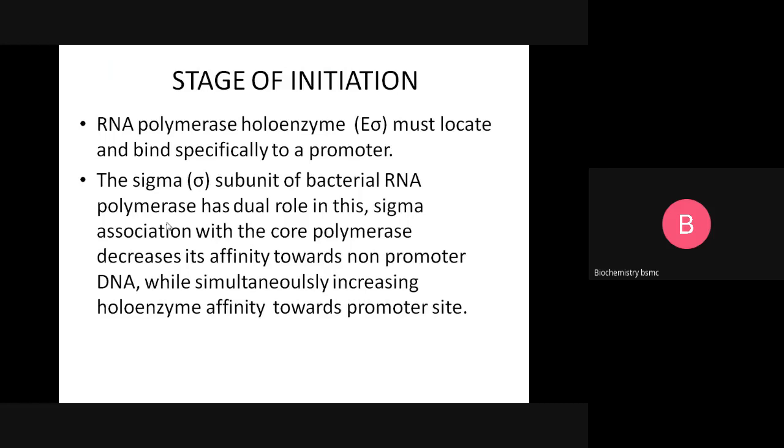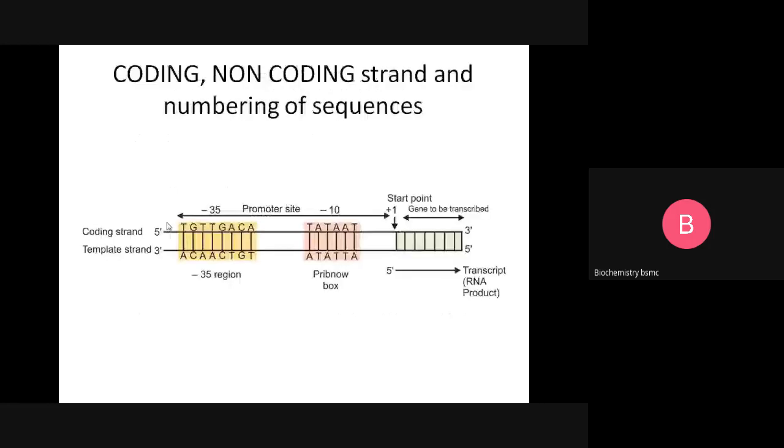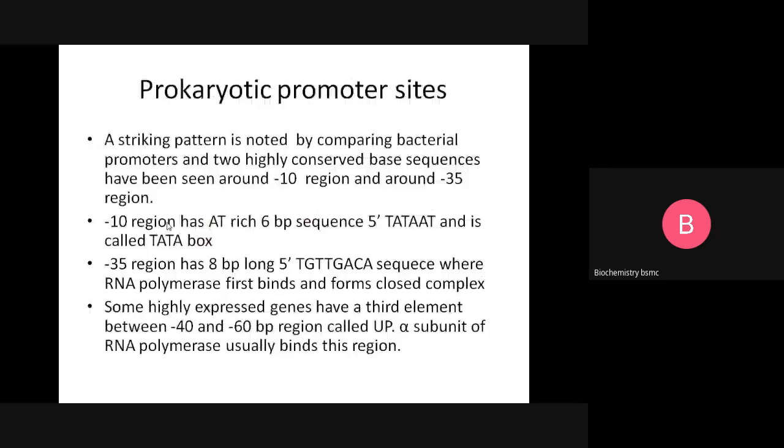Sigma association with the core polymerase decreases the affinity towards non-promoter DNA and simultaneously increases the holoenzyme affinity towards the promoter site. So it is implied that within the sigma subunit there is some mechanism by which it can bind more specifically with the promoter sequences, and the promoter sequences in E. coli, as I have mentioned, prokaryotic promoter. We will come to that just now.